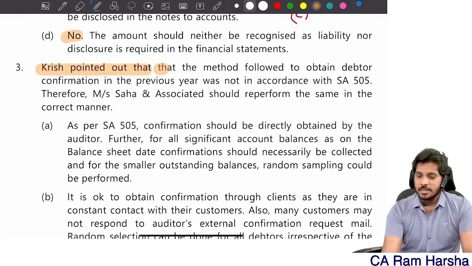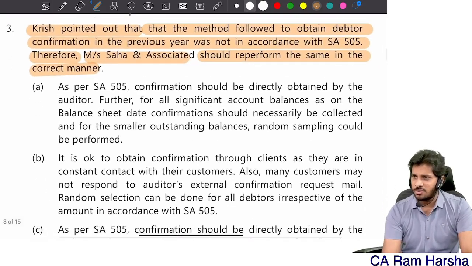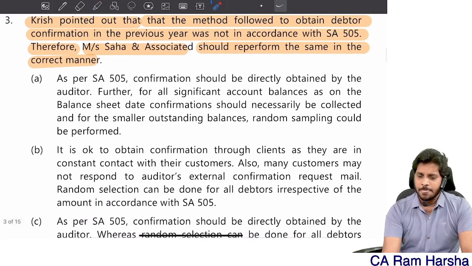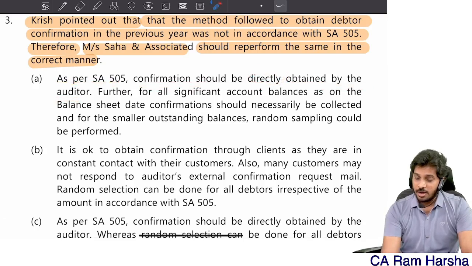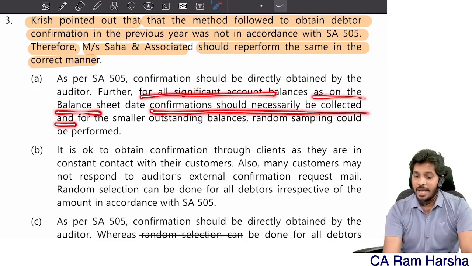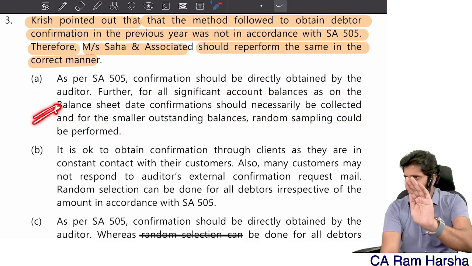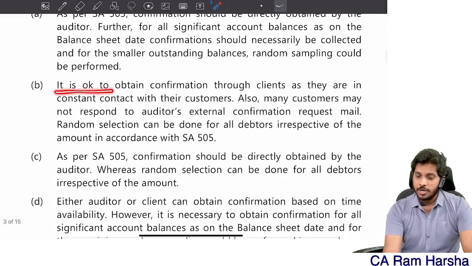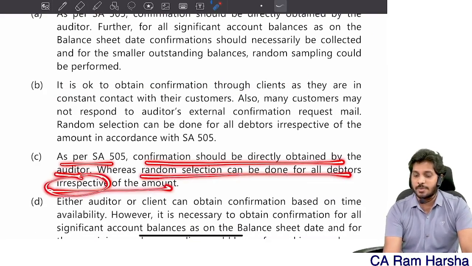Krish pointed out that the method followed to obtain debtor confirmation was not as per SA 505. Therefore, Saha and Associates should re-perform the same. Correct? Yes, correct. So let us see. As per 505, confirmation should be directly obtained by auditor. Further, for all significant balances as on balance sheet date, confirmation should necessarily be collected, and for smaller balances, random sampling can be performed. This sentence is absolutely right, but we'll see. It is okay to obtain confirmation through clients, wrong. As per 505, confirmation should be directly obtained by auditor. Whether random selection of all the debtors irrespective, wrong.